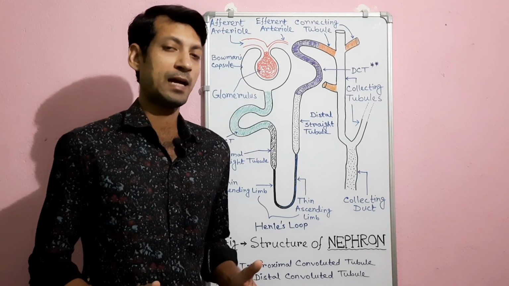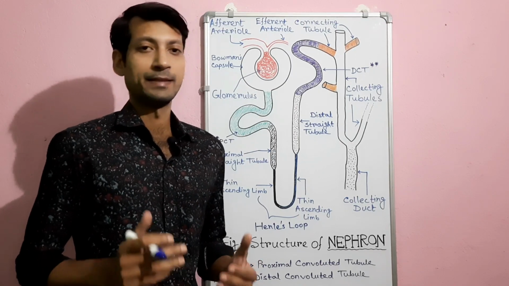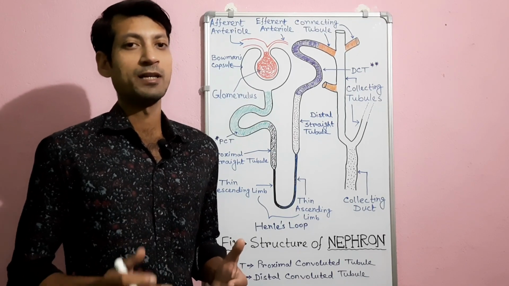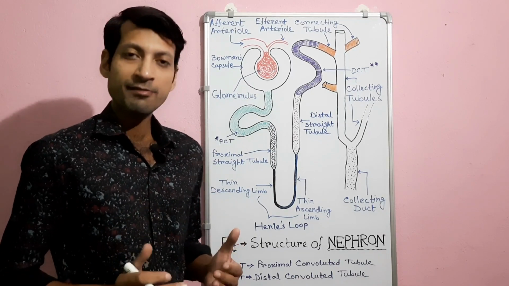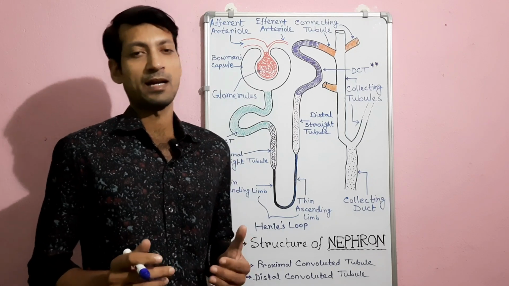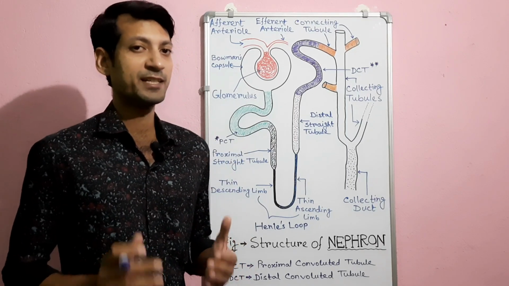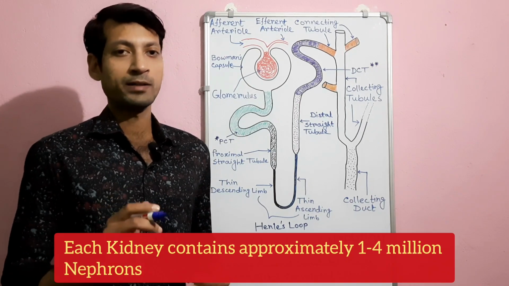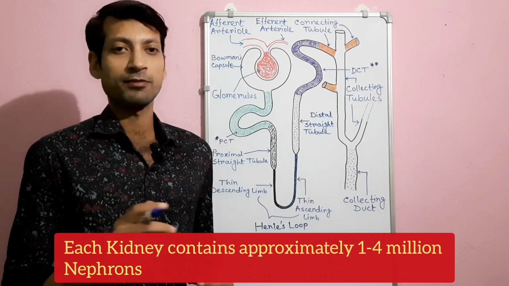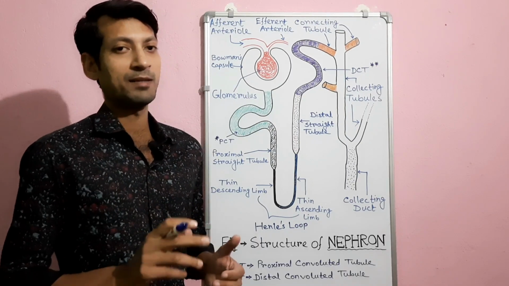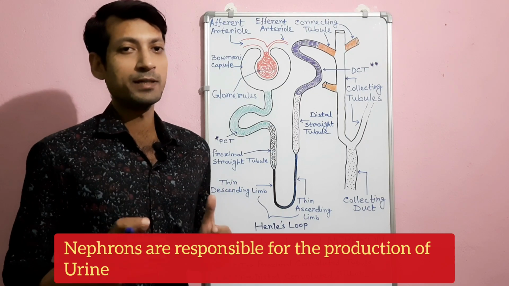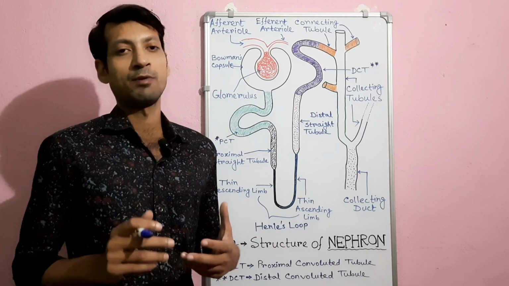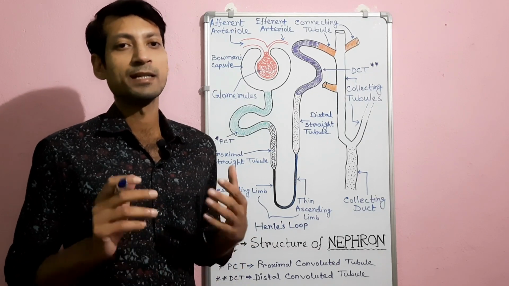Today I will discuss the nephron. The nephrons are the structural and functional unit of the kidney. In the last video, I had already discussed the structural organization of the kidney. Now, each kidney contains about 1 to 4 million nephrons. The nephrons are the main site where urine is produced. So in this video, I will discuss the structural organization of a typical nephron.